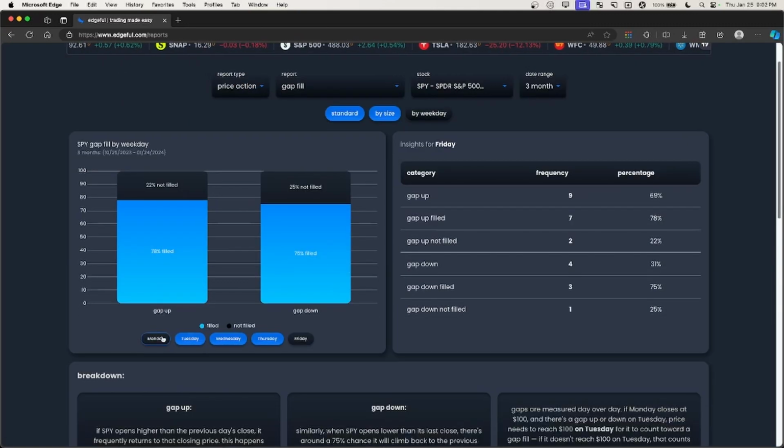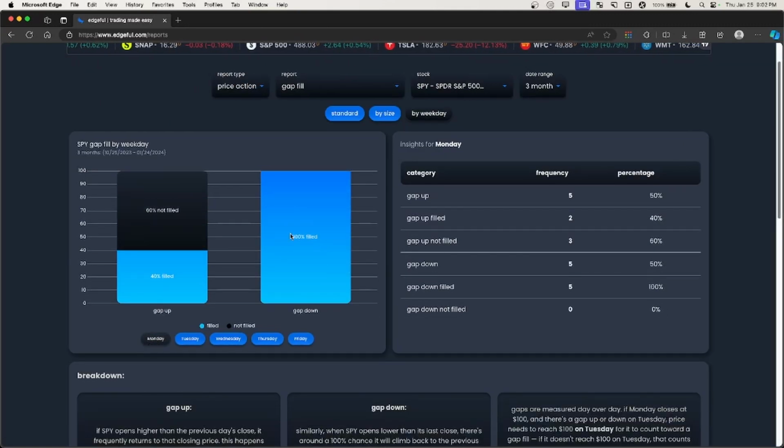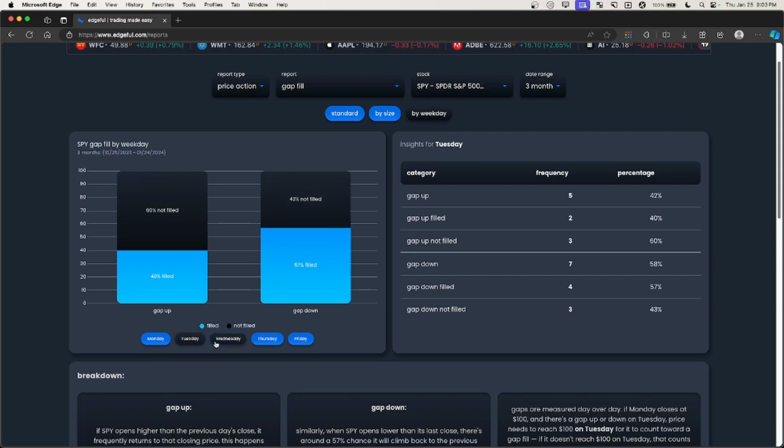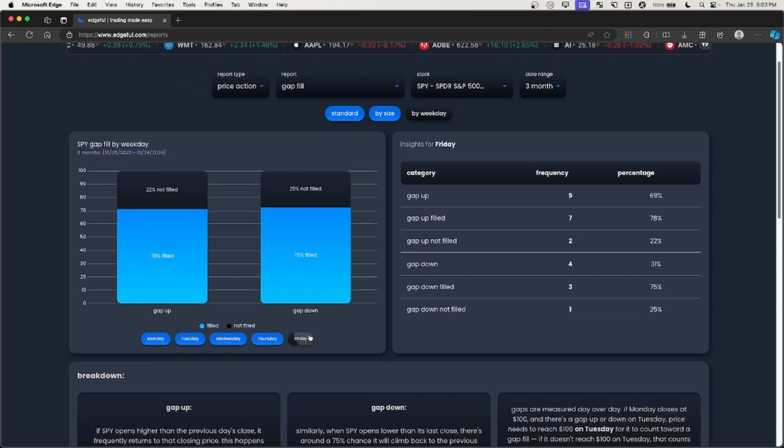like I said, because the market always changes, and you can just go through quickly by the day. So the past 3 months, we have not had a gap down on SPY. As you can see, the 100% fill rate. Gap down is not filled ever because we never had a gap down in the past 3 months. You can see on a Friday, the gap up and the gap down is almost filled about 75 to 78%.